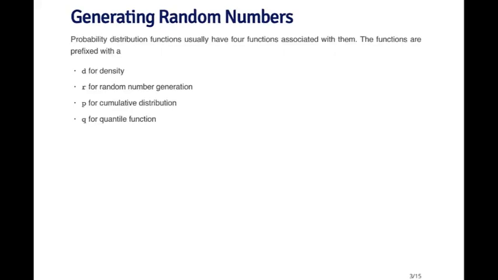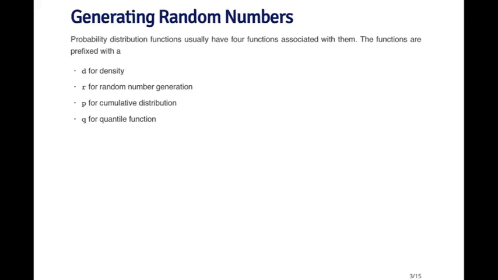For probability distribution functions, there are basically four functions associated with them. For any given distribution like the normal distribution, there will be a function that starts with a D, a function that starts with an R, with a P, and a Q. So there'll be four different functions for each distribution. I've already mentioned the rnorm function. The rnorm function is for random number generation.